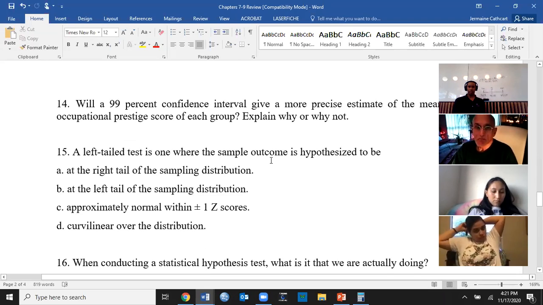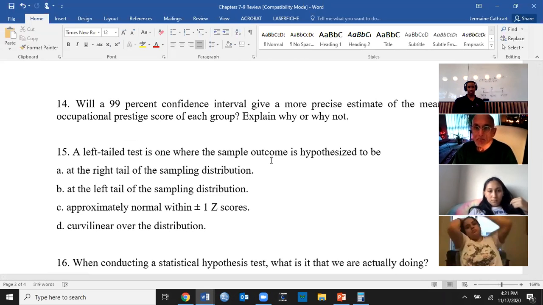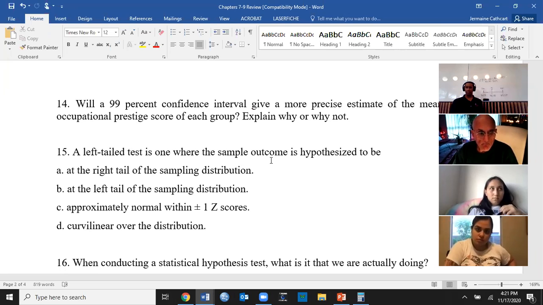Will a 99% confidence interval give a more precise estimate of the mean occupational prestige score of each group? Explain why or why not. So would it give a more accurate or more precise, that is, is it a tighter interval or is it wider? Tighter, right? Since I just said no, there's only one option left now, right? You have a 100% chance of getting this right, as long as you say the opposite answer. So it's going to be wider, okay?